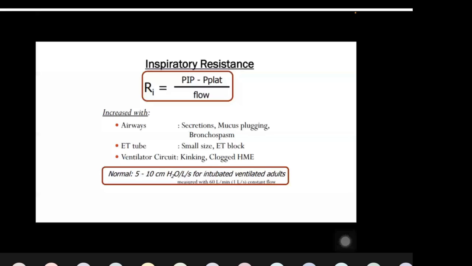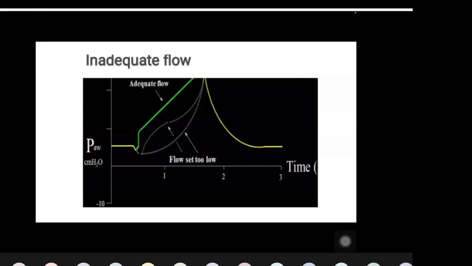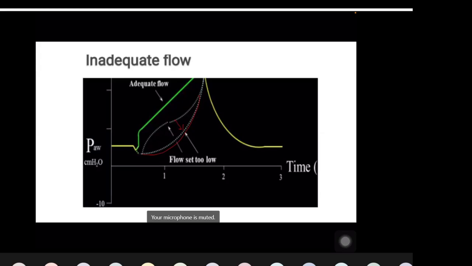Again, inadequacy of flow can also be identified by a pressure time scalar when there is a curvature coming inside. That means the flow that has been set by us is considered to be very low. Now coming towards the loops, we have seen three scalars.